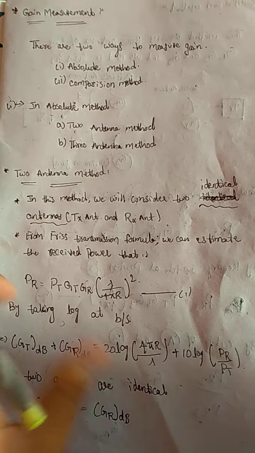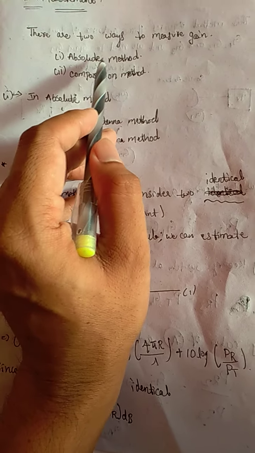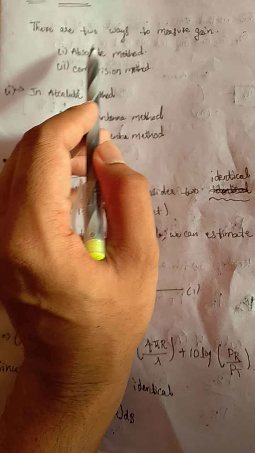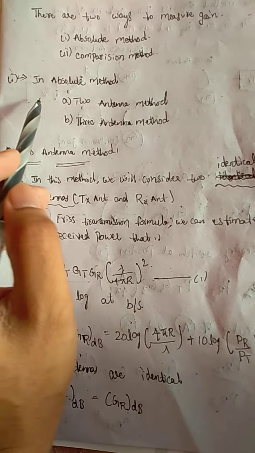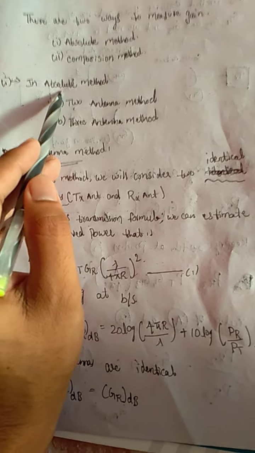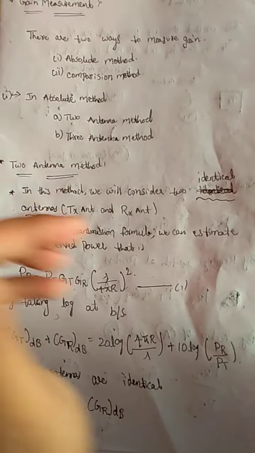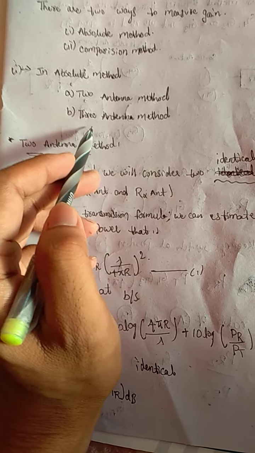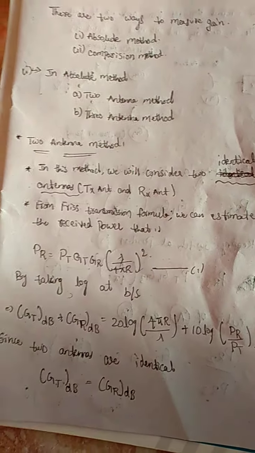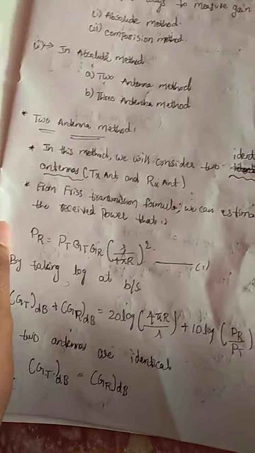First we go to the absolute method, that is, how we can measure gain by the absolute method. In the absolute method we again have two methods. One is the two antenna method and another is the three antenna method. First we will go through the two antenna method.